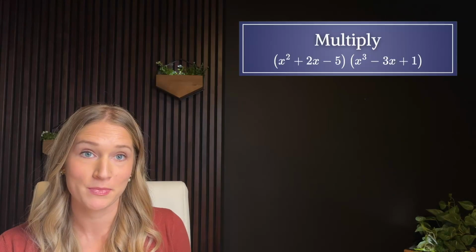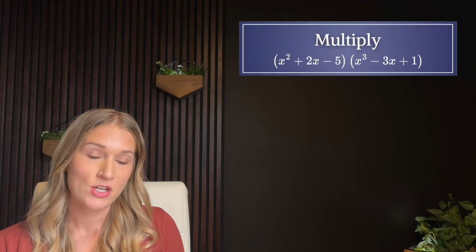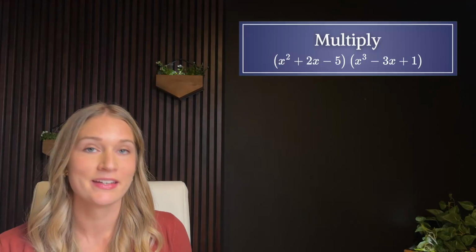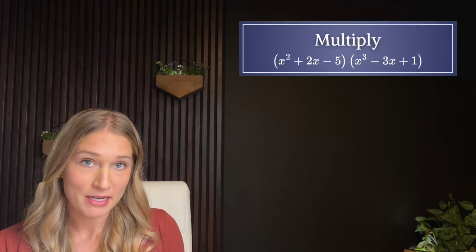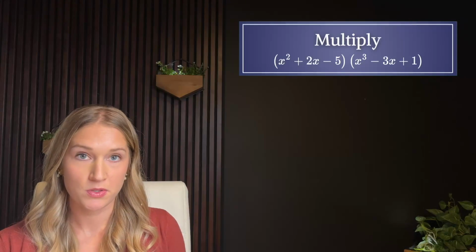Okay, let's do one more. Now this one's a 3 by 3. So if you are doing the FOIL method, it's not going to work here. There's too many terms. So I'm going to start doing the horizontal method.